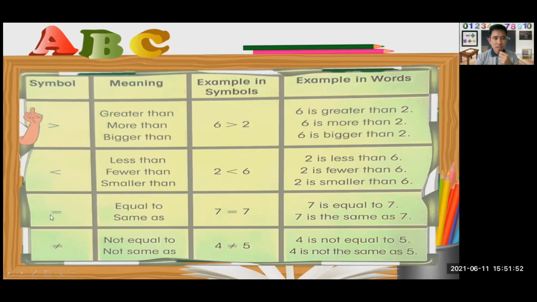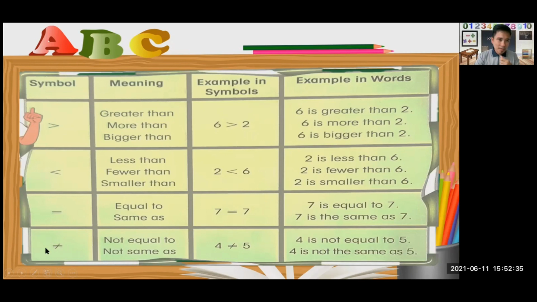Now here, the third one. The third one is equal to or same as. Again, this symbol means equal to or same as. So we write in example, 7 is equal to 7. Or example in words, 7 is equal to 7. Another example here, 7 is the same as 7.